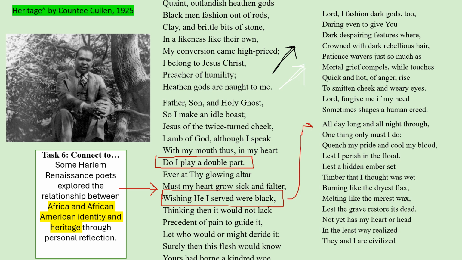All day long and all night through, one thing only I must do, quench my pride and cool my blood. This individual is being silenced, possibly not in a position to advocate for his people, and understands that the African American is at a disadvantage, possibly as a second class citizen, and he's aware of that.